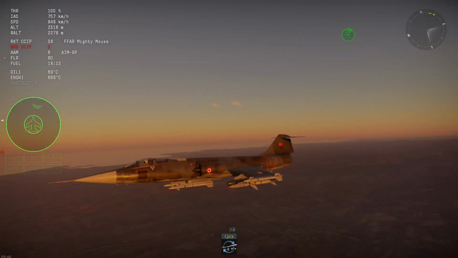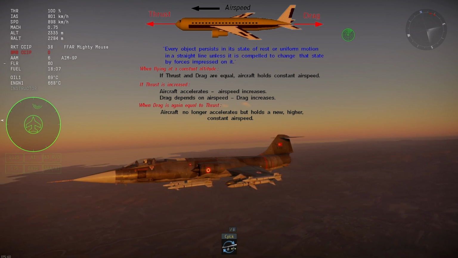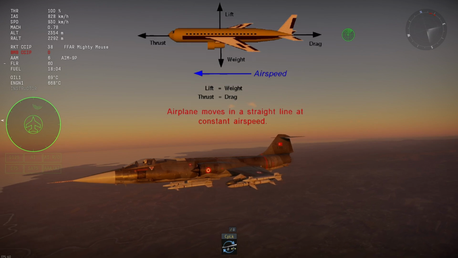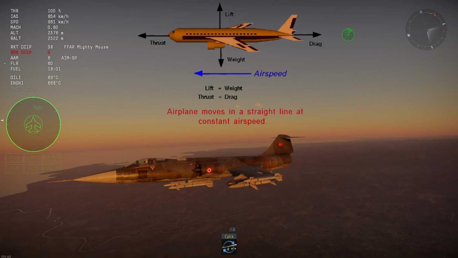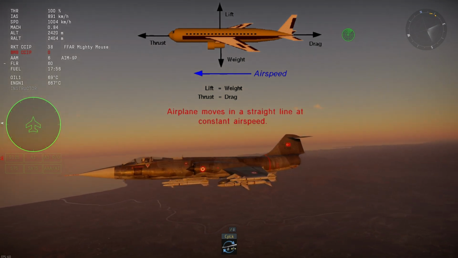In steady, level flight, Newton's first law applies. The aircraft remains in equilibrium where the sum of all forces and torques is zero, where lift equals weight, where the lift must exactly counteract the gravitational force for the aircraft to remain level. Thrust must equal drag. Thrust must counteract drag for the aircraft to maintain a constant velocity.